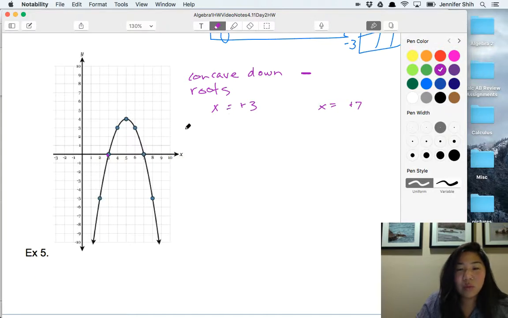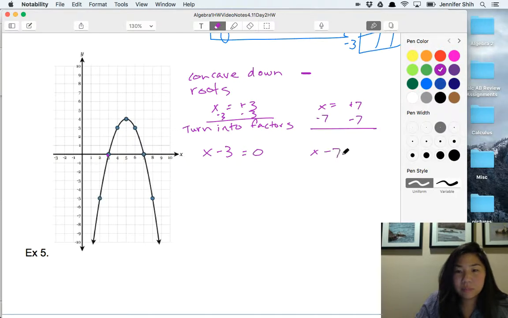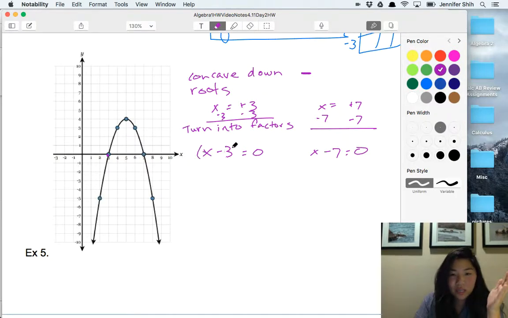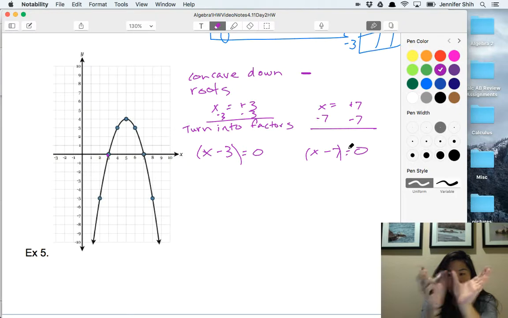And what I do is I turn them into factors. Turn into factors. To do that, I subtract 3 on both sides. I do not combine these terms because they're not like terms. And now I literally just take my factors and put them next to each other. So x minus 3, x minus 7, next to each other.